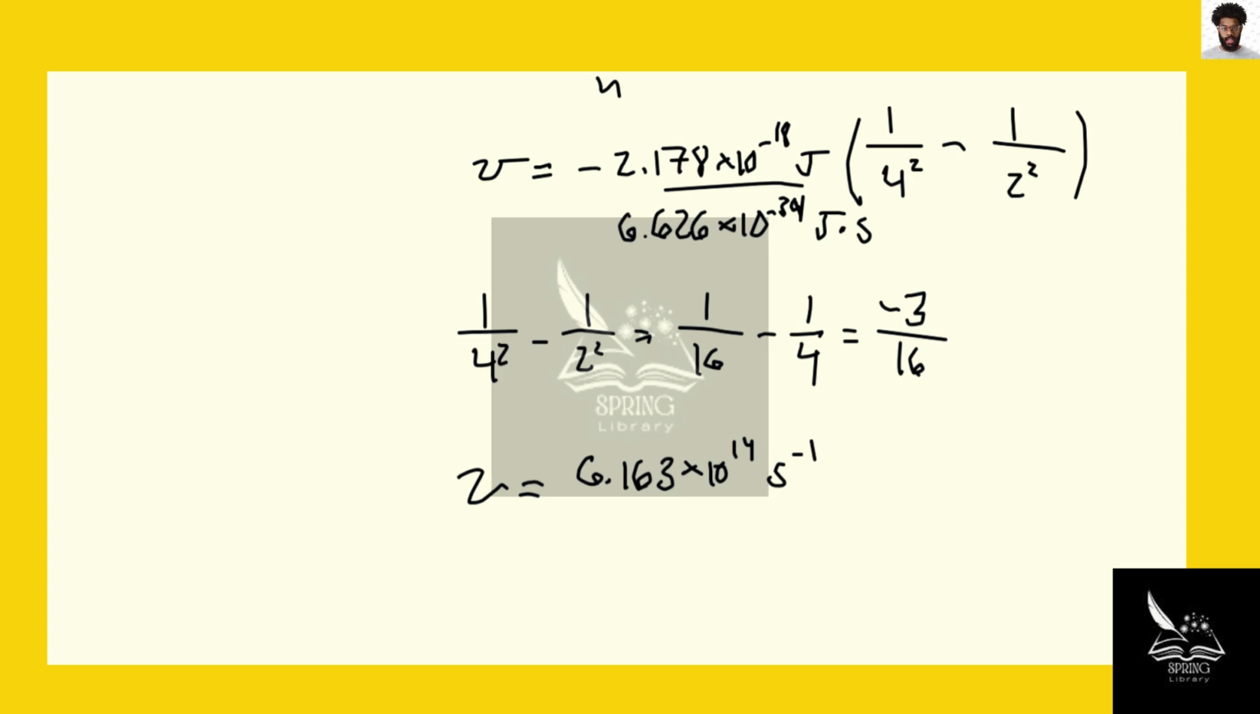Right, so the frequency of this is 6.163 times 10 to the 14th for every second, which just means that every second this happens to the wavelength, or to the particle in terms of its amplitude, every, I don't know, that's like billions of times per second.